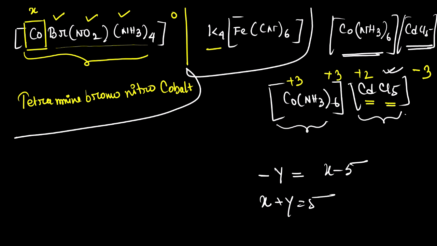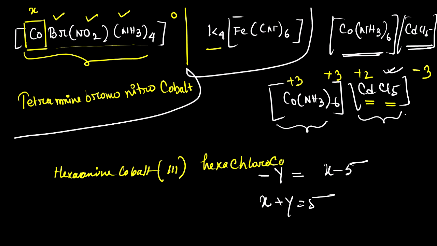So we will write here hexaamine cobalt, hexaamine cobalt with its oxidation number 3 first. Then giving a gap, we will write hexachlorocadmate, because negative coordination sphere takes ate, and the oxidation number is 2 here. This is the naming. And I am giving you one thing to do as homework.